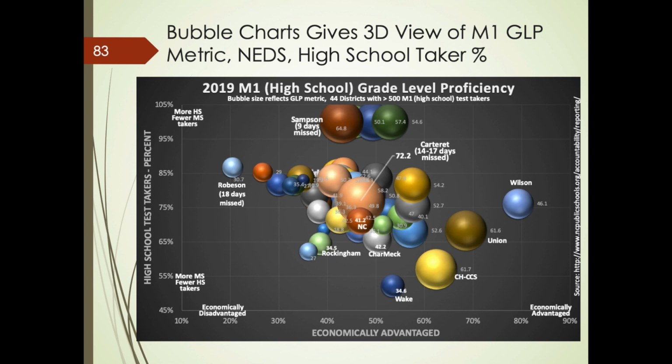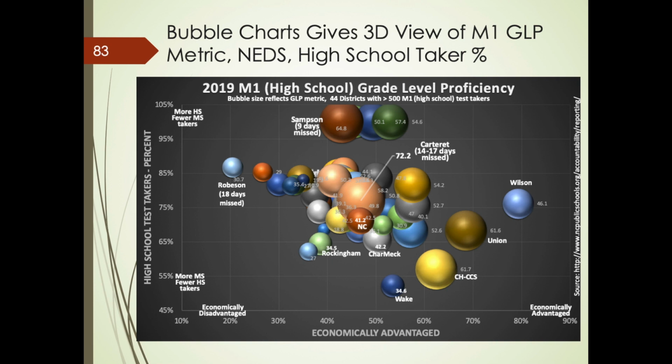So we'll look at a couple of numbers here. Let's look right in the middle. Carteret County missed about 3 weeks due to the hurricane, and they were actually the top performing district of the entire state, at roughly the near 50% level on economically advantaged versus disadvantaged. And it looks like a little bit more than 75% of their students who take the Math 1 EOC are actually high schoolers.